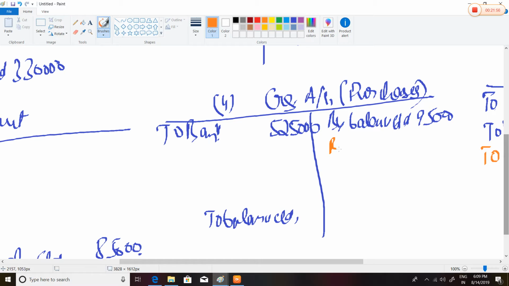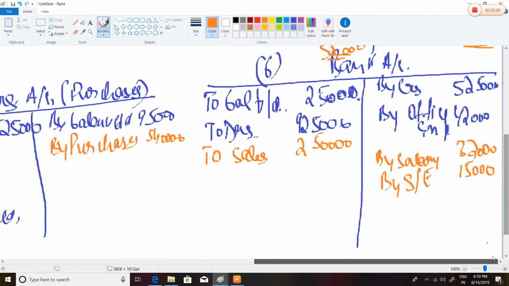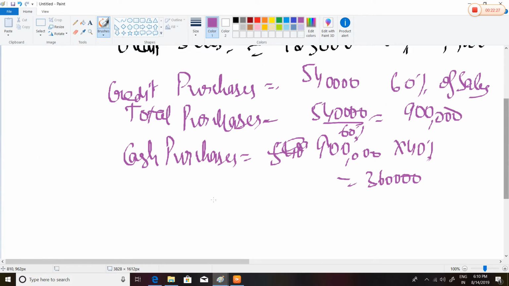Firstly, by credit purchases, credit ones is 5 lakh 40,000, and by bank, by purchases 360. Okay, GP at cost plus 25%. Now look here, GP is one fourth of cost. Okay, one fourth of cost means one fifth of sales.